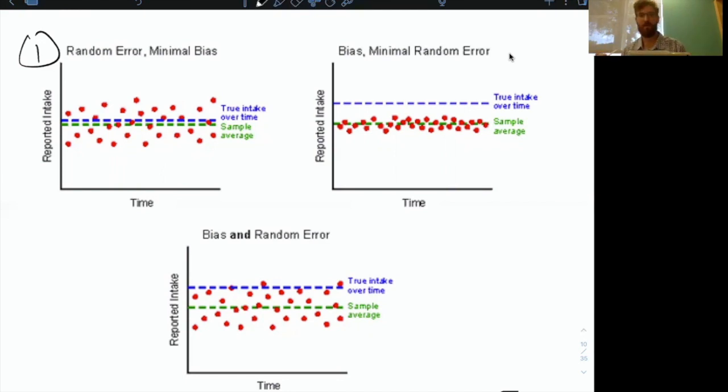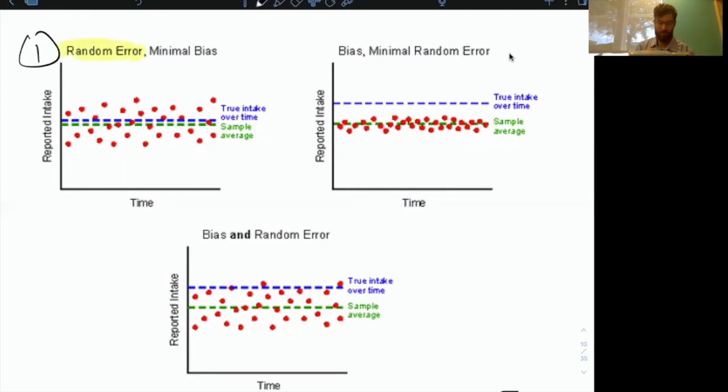our average is very, very close to the target value. We're kind of accurate, right? Overall, if we average this out, it works. But our data is all over the place. So we experience lots of random error here.